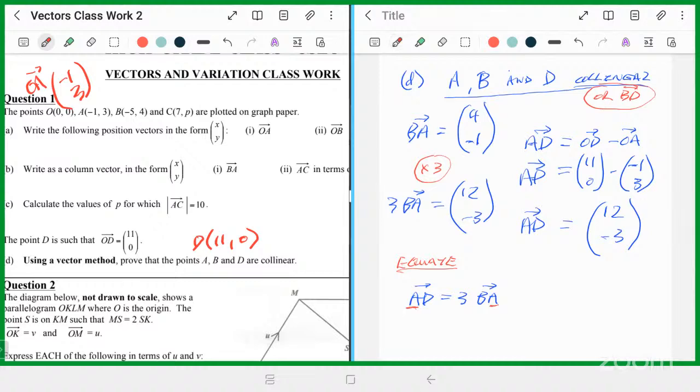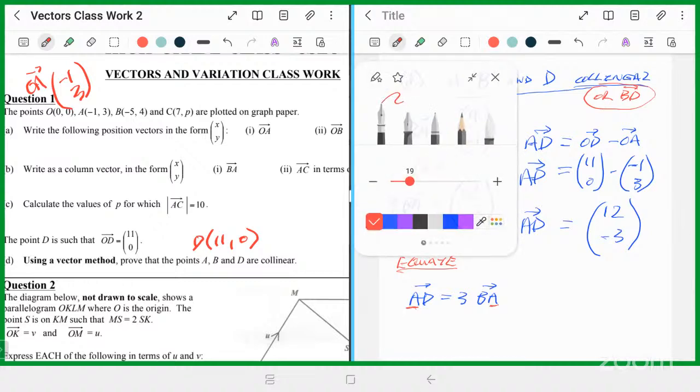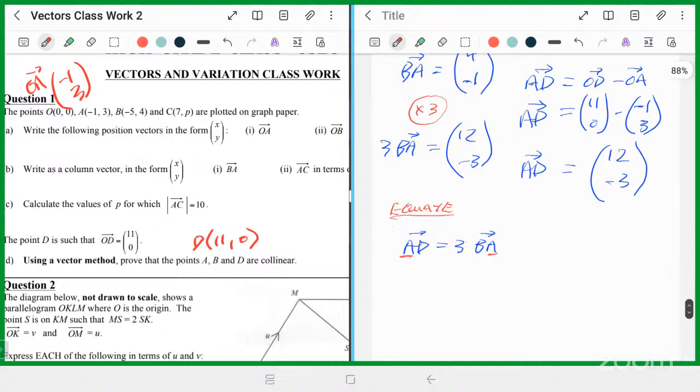So you have gotten what you want to prove collinearity. To prove that 3 points are collinear: parallel vectors with a common point. You have to state those conditions as part of your proof. First thing is that they are parallel. AD is parallel to BA. Why are they parallel? Because of this equation. Once you're able to express one vector as a multiple of the next, then those two vectors are parallel.